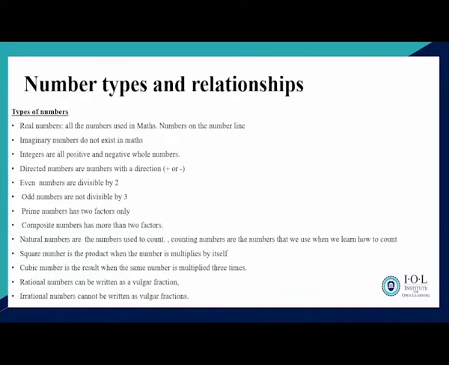Okay, number types and relationships. Types of numbers: we have real numbers, which are all the numbers that we use in mathematics, or the numbers that are on the number line. Imaginary numbers are numbers that do not exist. If you press them on your calculator, they will give you a math error.